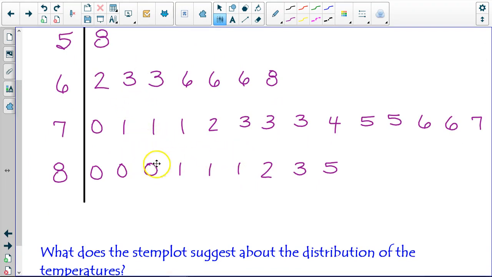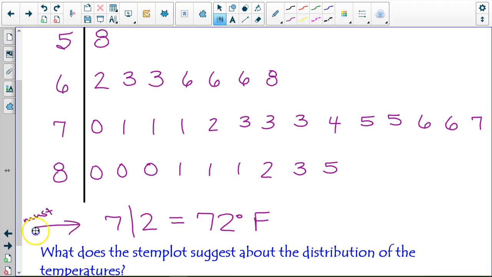People know that now. You also have to include a legend. So just pick one of these numbers. I like the 70. So I'm going to do 70 line 2 equals 72 degrees Fahrenheit. You must include this. It's a key, a legend. Because that could have been the 7 line 2. That could be 7.2, couldn't it? Or it could be 0.072, right? So you have to give that so people know.